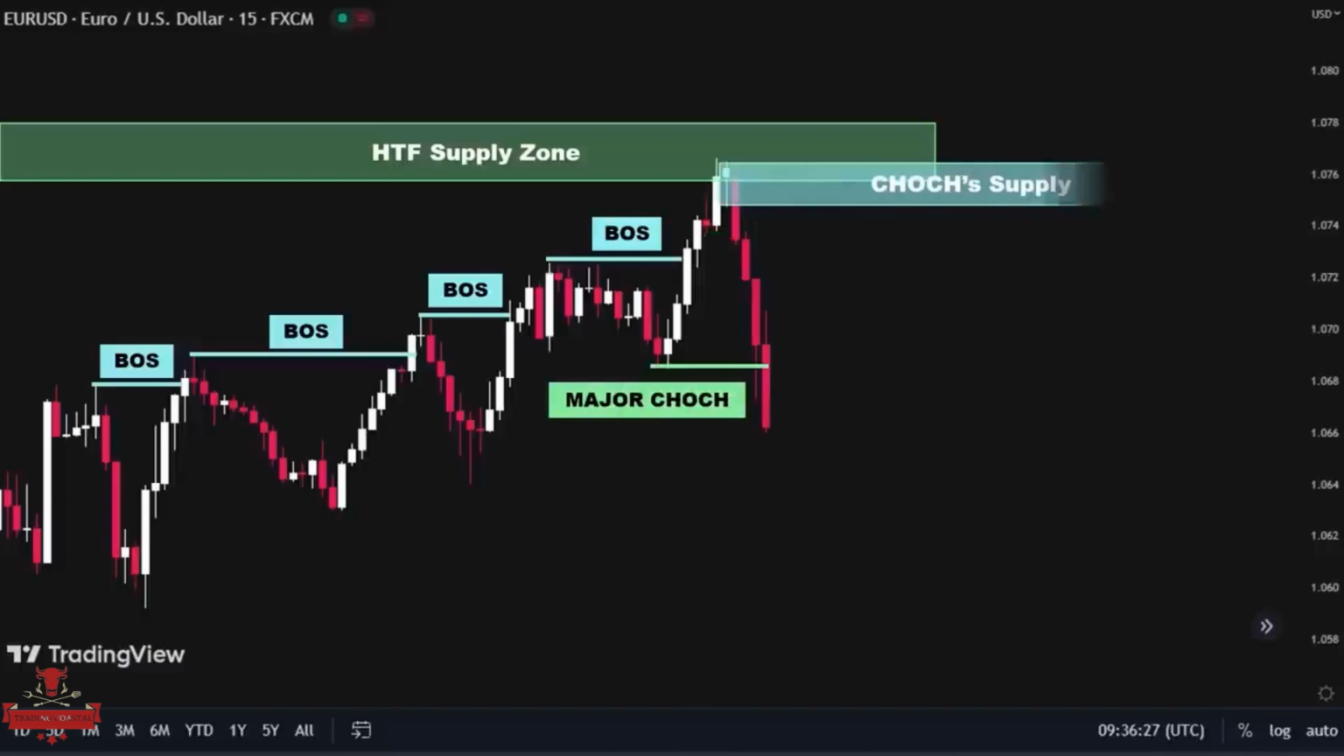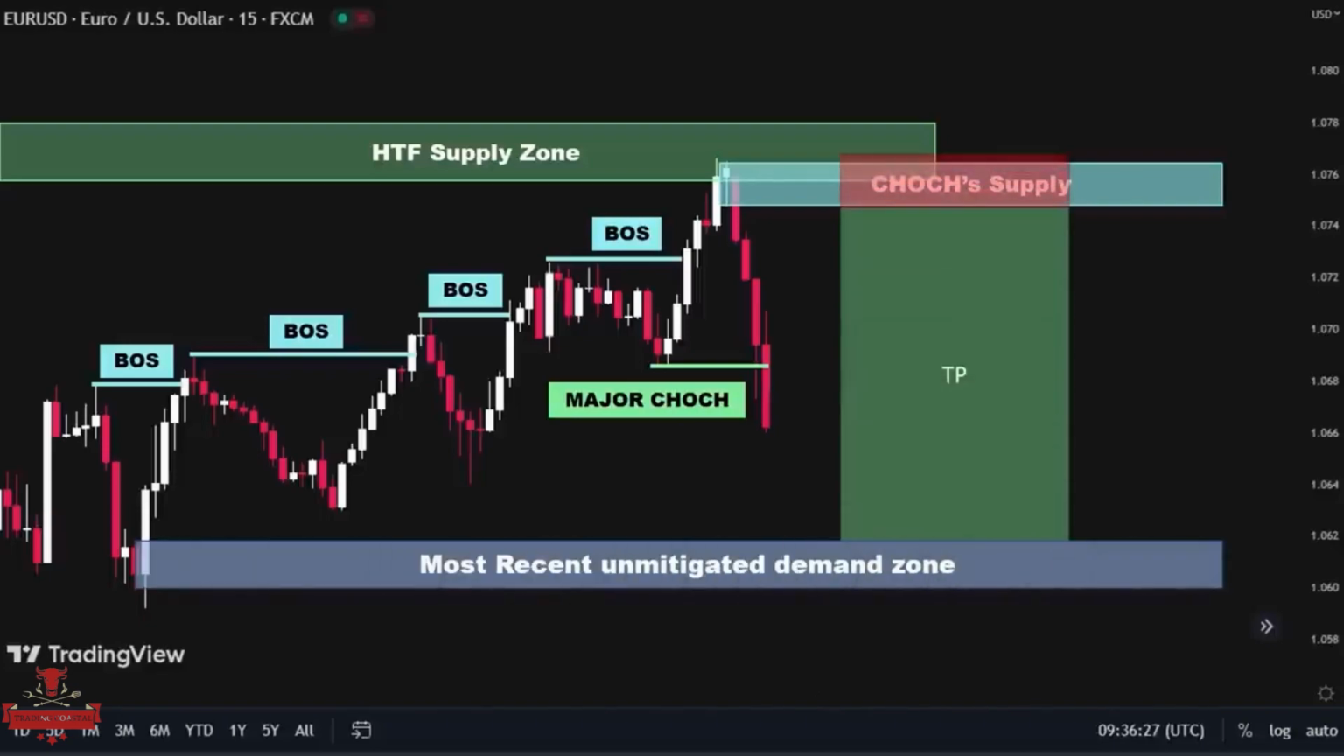So the next step in our aggressive entry setup is setting a sell limit order at the lowest point of the bearish order block created by the change of character, with a stop loss a couple of pips above the highest point of our zone. And we should target the most recent unmitigated demand zone as our take profit.